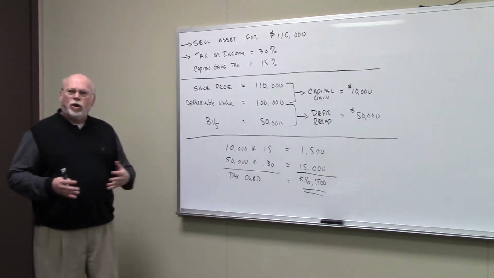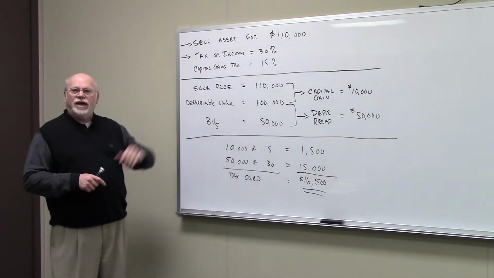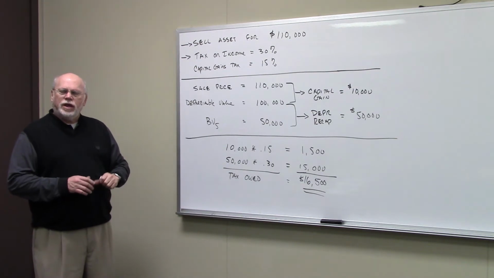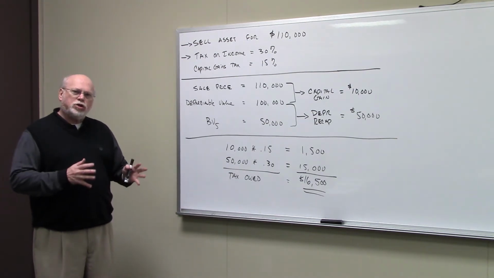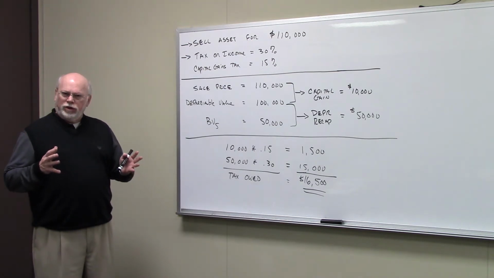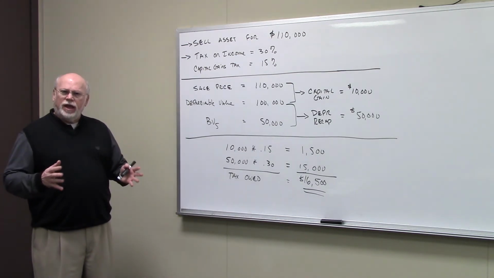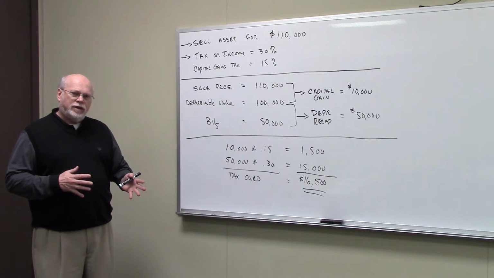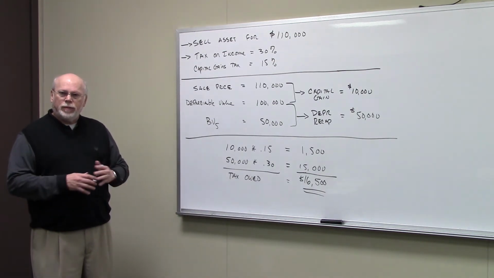Well, in this particular problem, we're going to sell the asset for $110,000. The tax rate on marginal income, ordinary corporate income for the company, we're saying is 30%. And the capital gains tax rate on this transaction would be 15%.